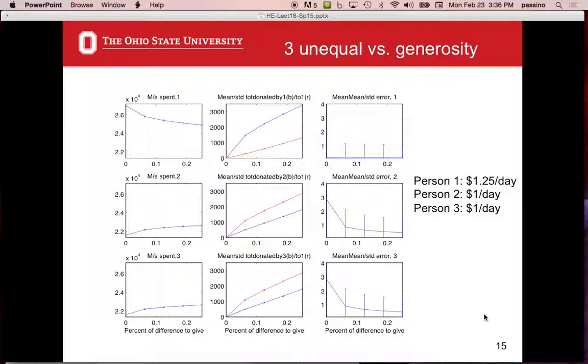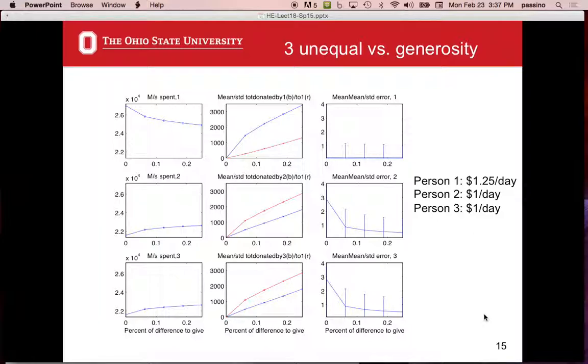Now, let's look at inequality. Inequality matters a lot. So what I'm going to do is set up three unequal people. Again, this is person 1, 2, 3. I'm going to let person 1 be the rich guy. Okay? $1.25 a day. Significant raise over $1 a day. Person 2 and person 3 are making $1 a day. Everybody's trying to save $25 a day.